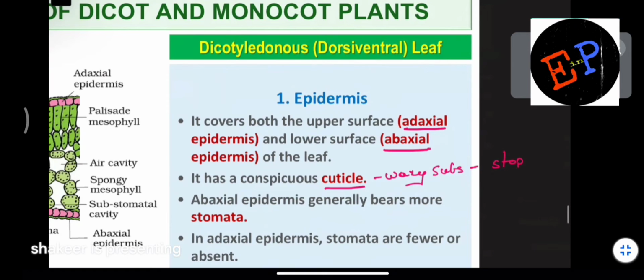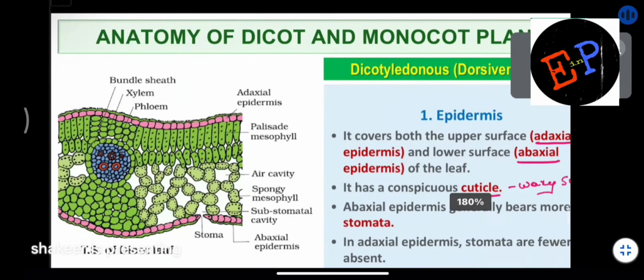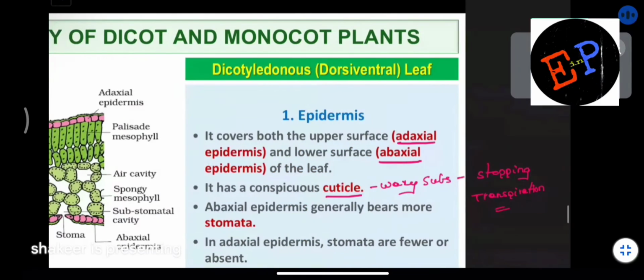transpiration. Already we have studied, no? What is meant by transpiration? Evaporation of water is nothing but transpiration. So the waxy substance is present on the leaf which is responsible for stopping the transpiration of water.